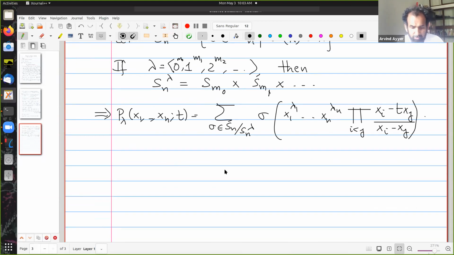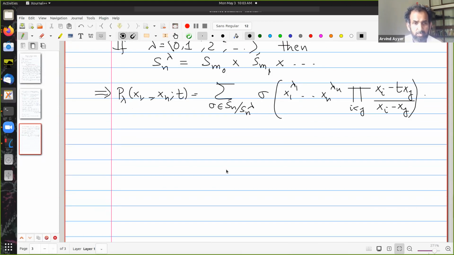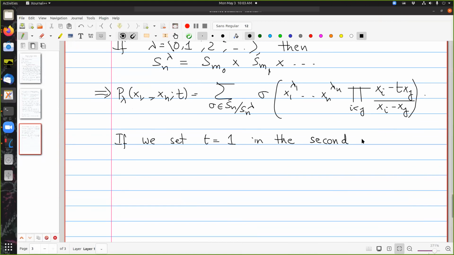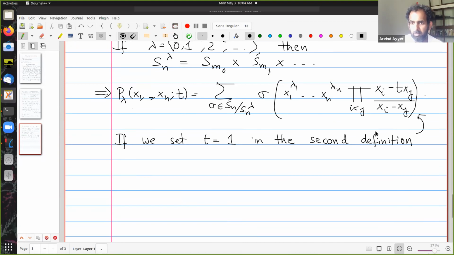Okay, good. Now I'm coming to the other question just asked. If we set t equal to 1 in the second definition, you'll see that these factors will all cancel. So you get P lambda of x1 to xn at t equals 1 is the sum over sigma in Sn mod Sn lambda, of sigma acting on x1 to the lambda 1 up to xn to the lambda n only.